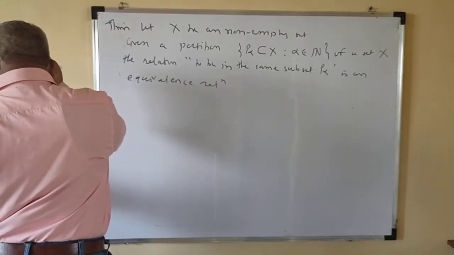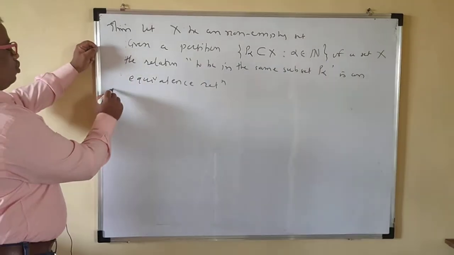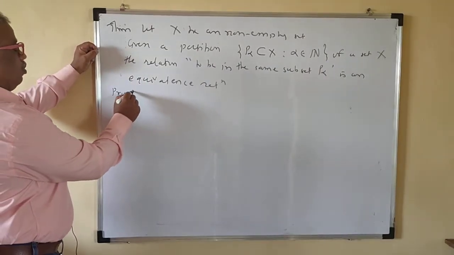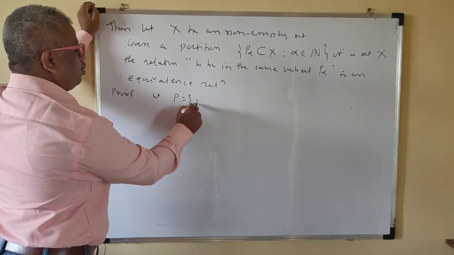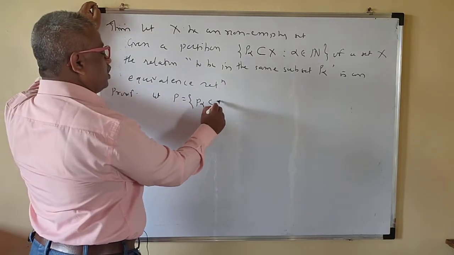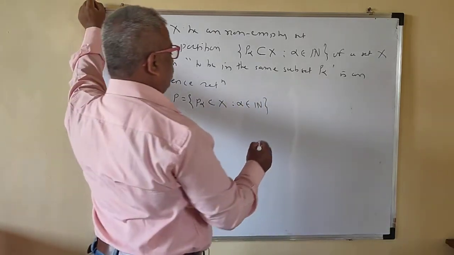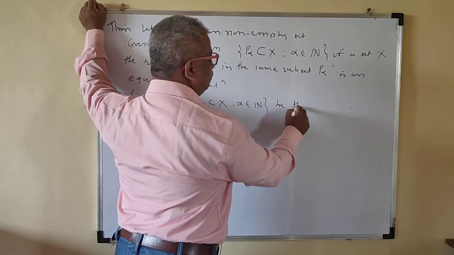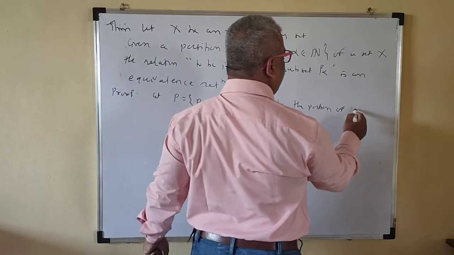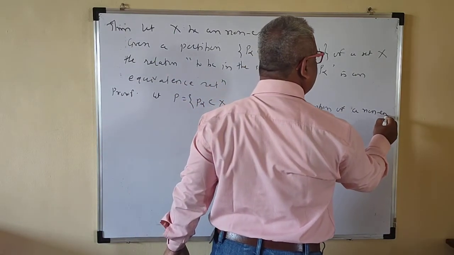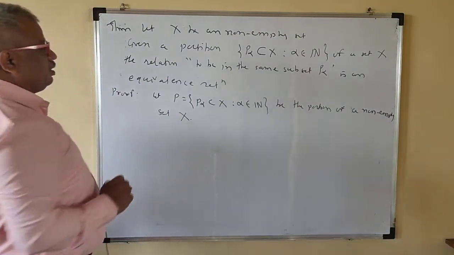This we want to prove. Okay, so prove. Let P = {P_alpha ⊆ X, alpha belongs to whatever this index set} be the partition of a non-empty set capital X.